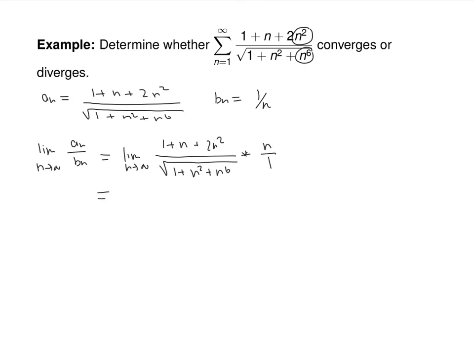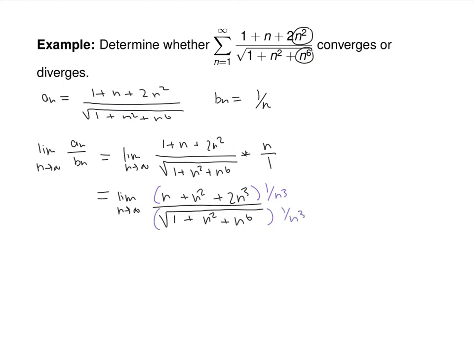Okay, distribute that n in the numerator. So you should have the limit as n goes to infinity of n plus n squared plus 2n cubed over the square root of 1 plus n squared plus n to the 6th. So now I'm going to multiply the numerator and denominator both by 1 over n cubed. In the numerator, it's not terribly difficult to see what happens. You should be able to do that.